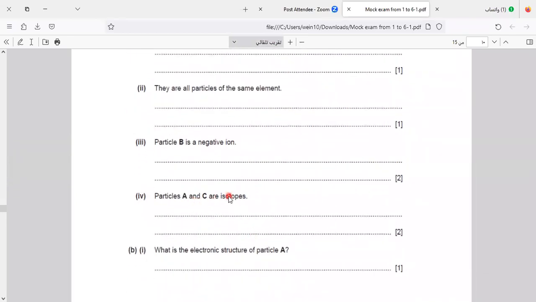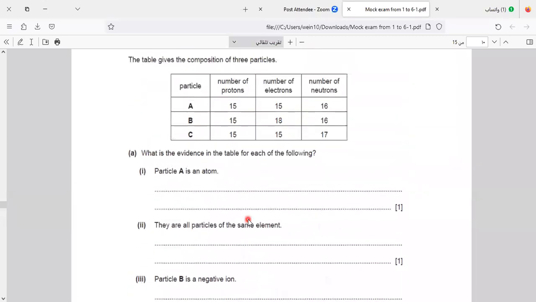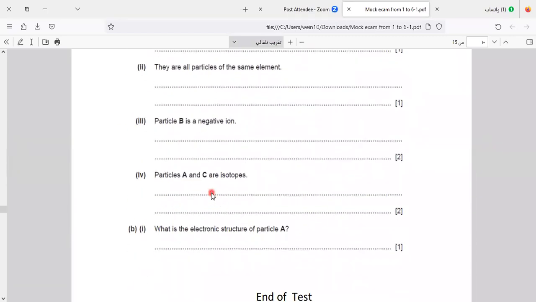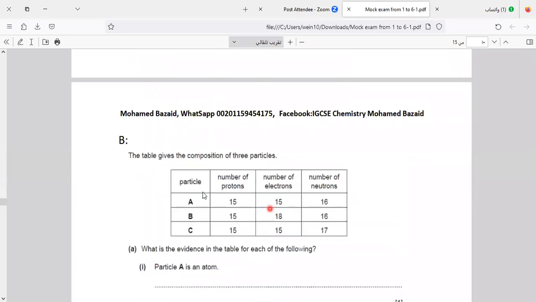Particle A and C are isotopes. Maybe you can write the answer without seeing the table. Isotopes, of course, they have the same what, but different what. Because they have the same number of protons, but different number of neutrons. Check A and C. They have the same number of protons. Both contain 15 protons, but A contains 16 neutrons, but C contains 17 neutrons. They have the same number of protons, but different number of neutrons.